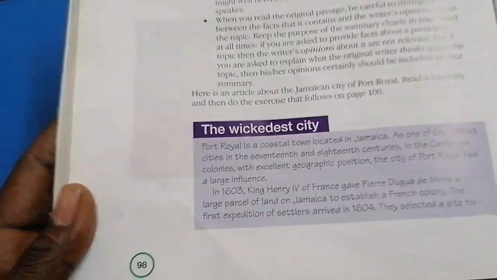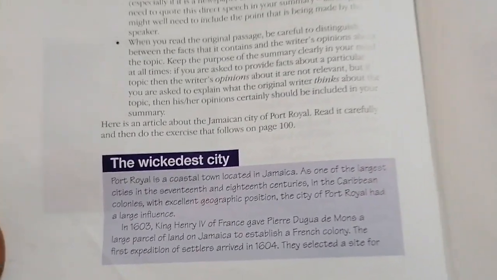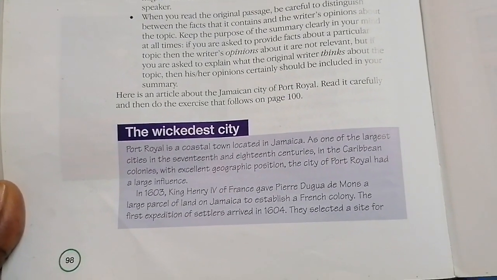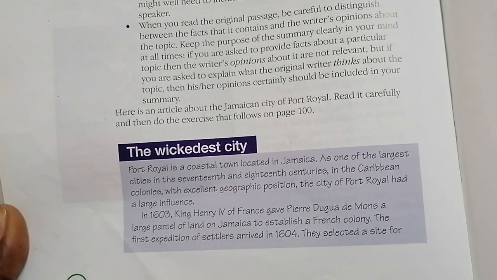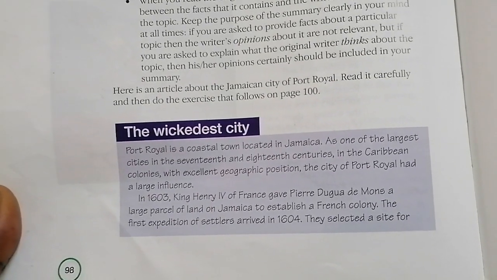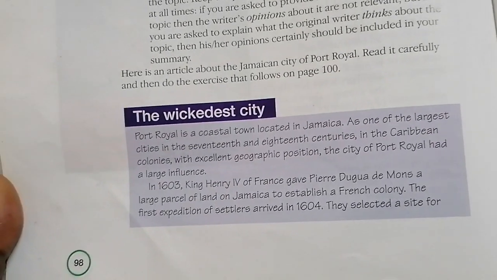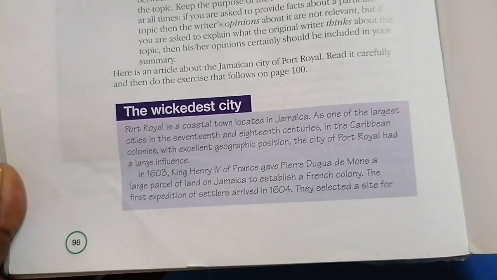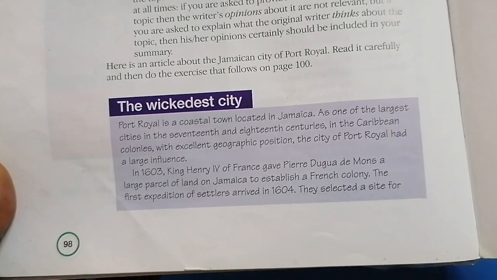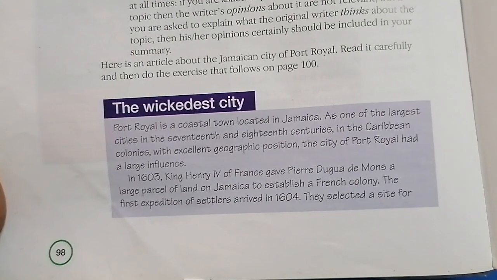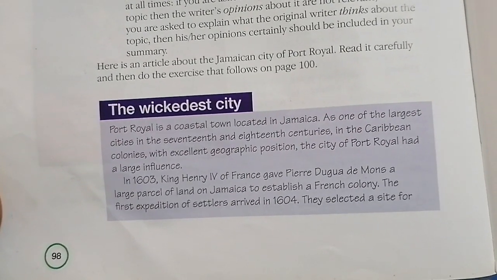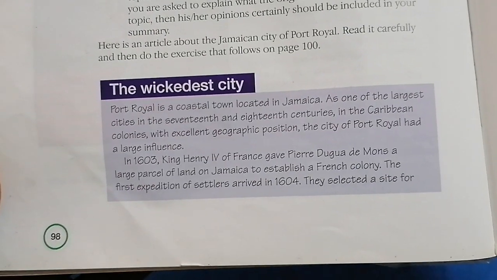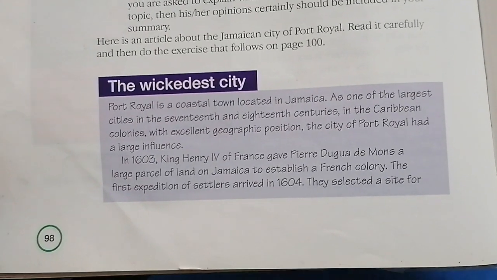So if you look at this example here is an article about the Jamaican city of Port Royal. Read it carefully and then do the exercise that follows on page 100. The wickedest city. Port Royal is a coastal town located in Jamaica as one of the largest cities in the 17th and 18th centuries in the Caribbean colonies. With excellent geographic position, the city of Port Royal had a large influence.